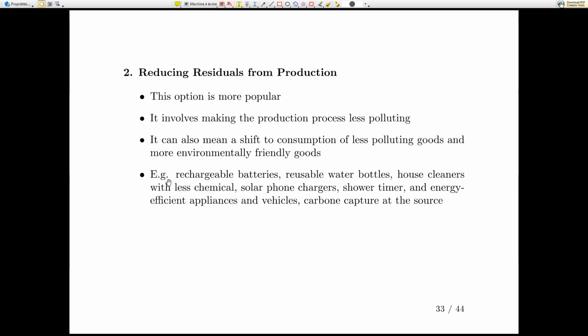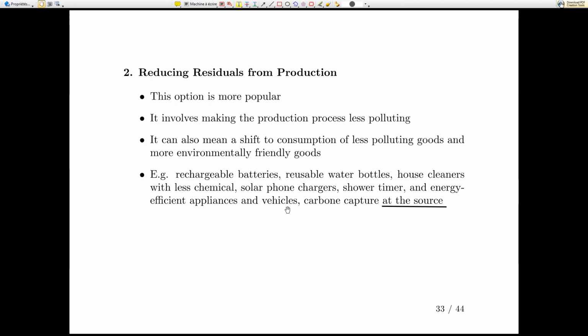So in that case, that would be rechargeable batteries, reusable water bottles, house cleaners with fewer chemicals, solar phone chargers, shower timers. Yeah, still, I don't know why I put it here, because that's a sacrifice if you have to take a shorter shower. Energy efficient appliances and vehicles, carbon capture at the source. This is important, at the source, because you can capture carbon in the atmosphere, but that's a whole other story.